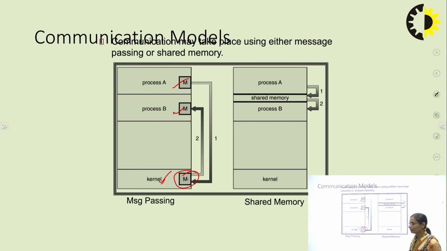Whereas in the case of shared memory, the addresses or locations which are being shared between process A and process B lie in the user domain, and this is shared between the two processes. The kernel does not have any control on the shared memory. Both process A and B have control on the shared memory. This is how two processes communicate within the system, that is, inter-process communication.